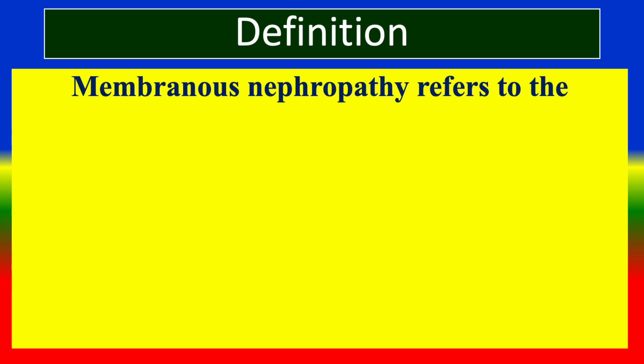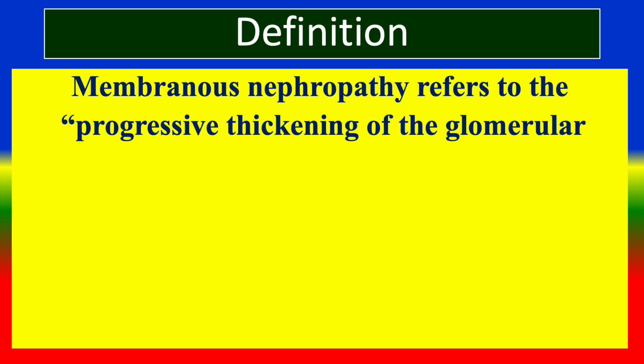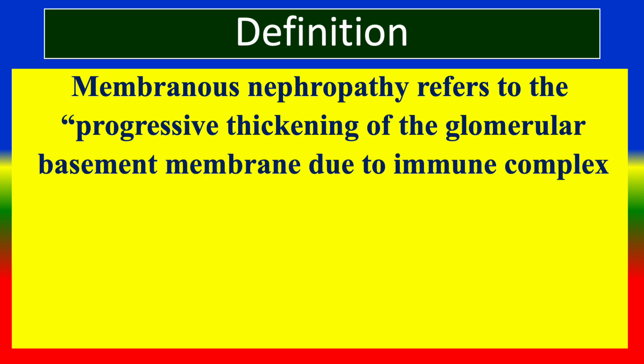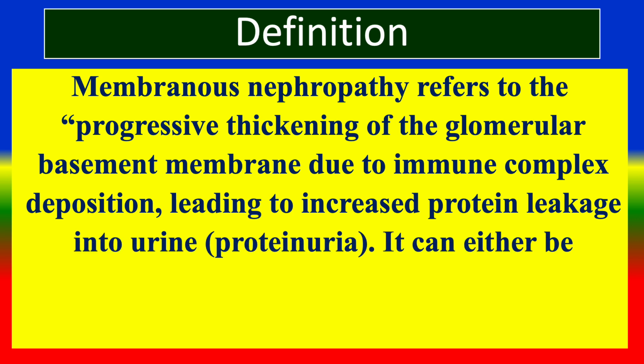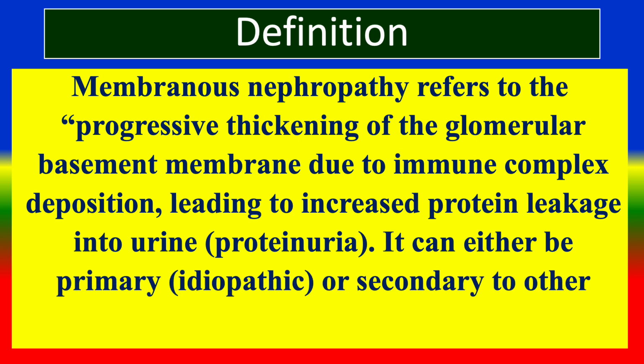Definition. Membranous nephropathy refers to the progressive thickening of the glomerular basement membrane due to immune complex deposition, leading to increased protein leakage into urine. It can either be primary or secondary to other conditions.